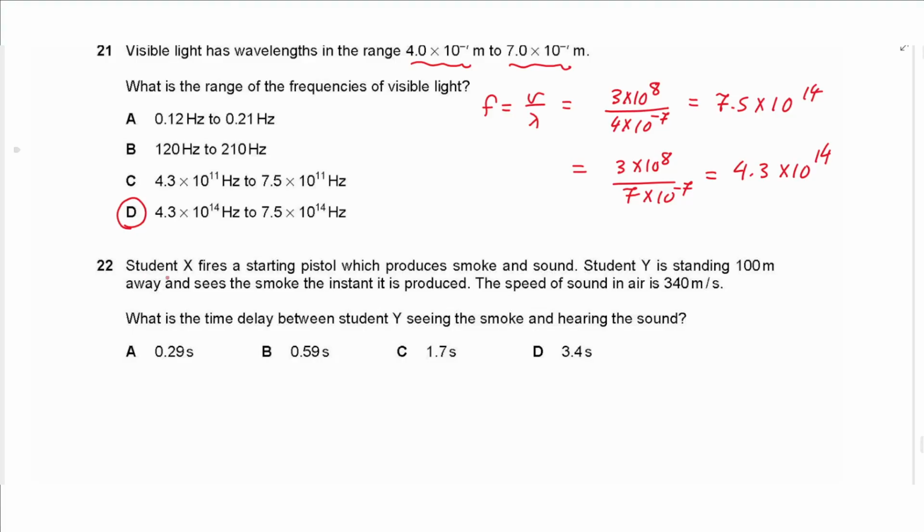Question 22 says, student X fires a starting pistol which produces smoke and sound. Student Y is standing 100 meters away and sees the smoke the instant it is produced. The speed of sound in air is 340 meters per second. What is the time delay between student Y seeing the smoke and hearing the sound? Technically, it is the time for the sound to reach the student. Time is equal to distance divided by speed, since sound travels at constant speed in the same medium. So we have 100 meters as distance and 340 as the speed. That gives an answer of 0.294 and so on. So the closest one is A.